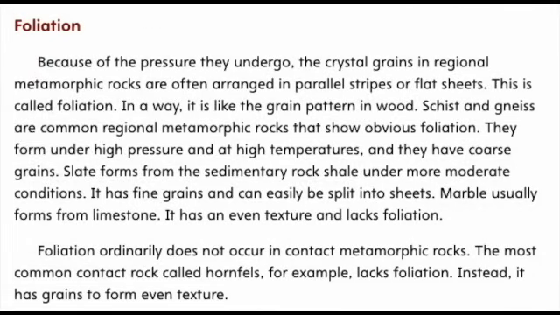Foliation. Because of the pressure they undergo, the crystal grains in regional metamorphic rocks are often arranged in parallel stripes or flat sheets. This is called foliation. In a way, it is like grain patterns in wood. Schist and gneiss are common regional metamorphic rocks that show obvious foliation. They form under high pressure and high temperatures, and they have coarse grains. Slate forms from the sedimentary rock shale under more moderate conditions. It has fine grains and can easily be split into sheets.